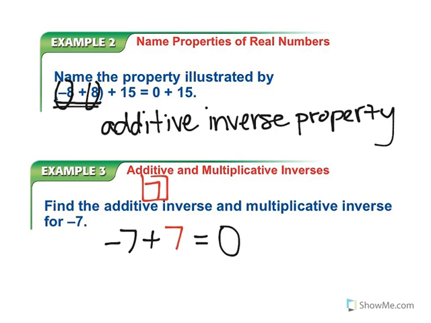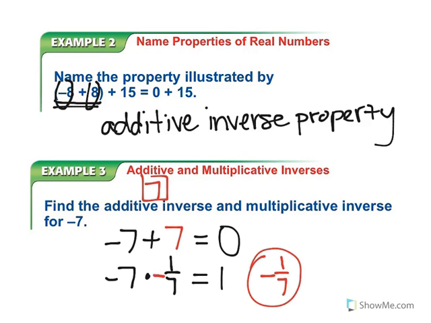The next part, we need the multiplicative inverse. So negative 7 times some number is going to equal 1. So you can think to yourself, in order to get a positive 1, I need to multiply by a negative number. Well, then we know to get the multiplicative inverse, we take 1 over our number. So our multiplicative inverse is negative 1/7.